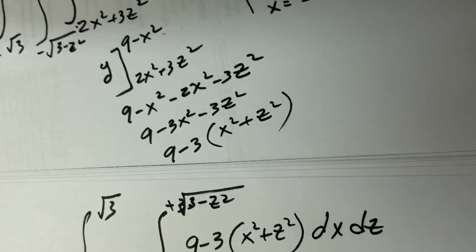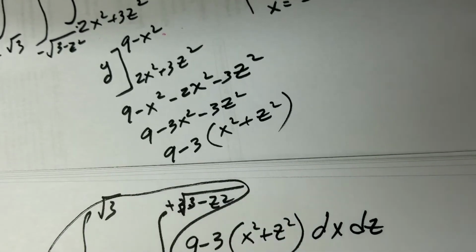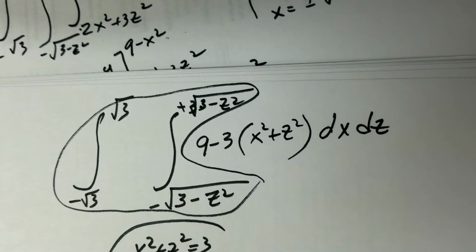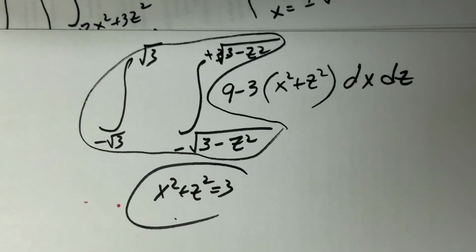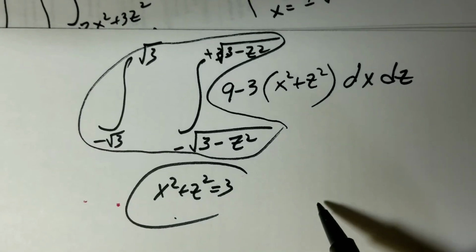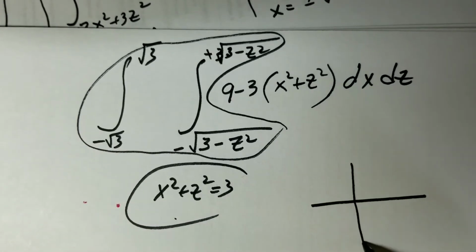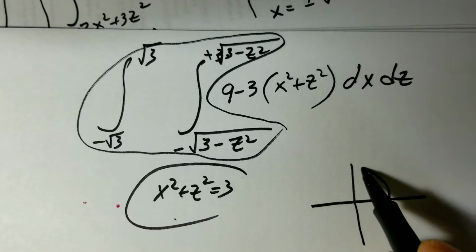And these four limits provide you with a region, and that's my region. Would you tell me what my region looks like? My region looks like a circle with a radius of square root of 3.